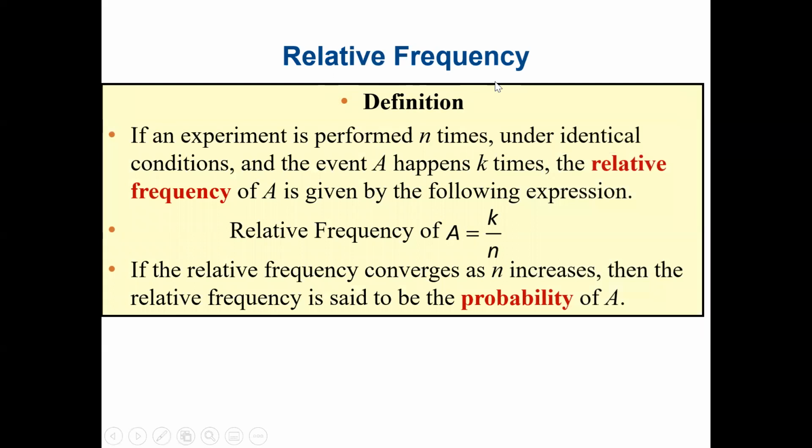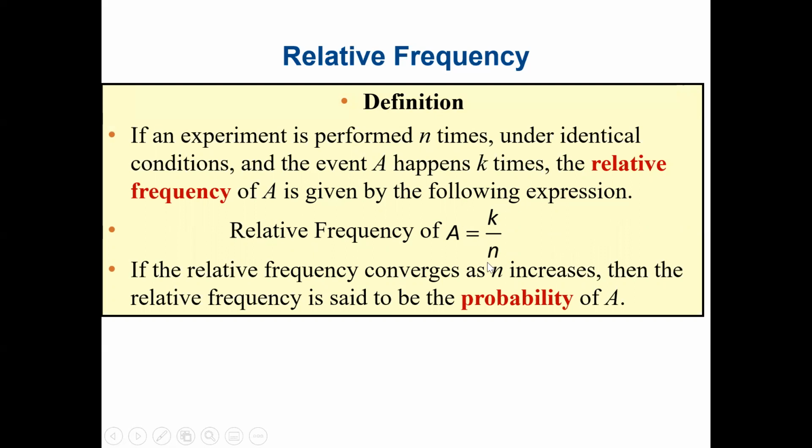Next is the relative frequency. Now, if an experiment is performed n times, for example, 5 times, 6 times, here we are assuming n times, under identical conditions. So the conditions must be the same. And the event A happens k times, then the relative frequency of A, which is event A, is given by the following expression. So the relative frequency of A will be k over n.